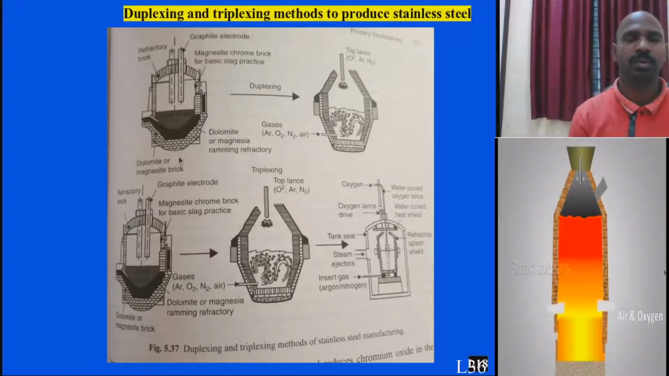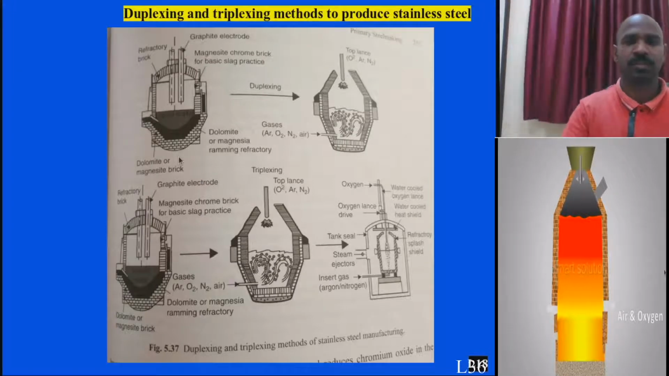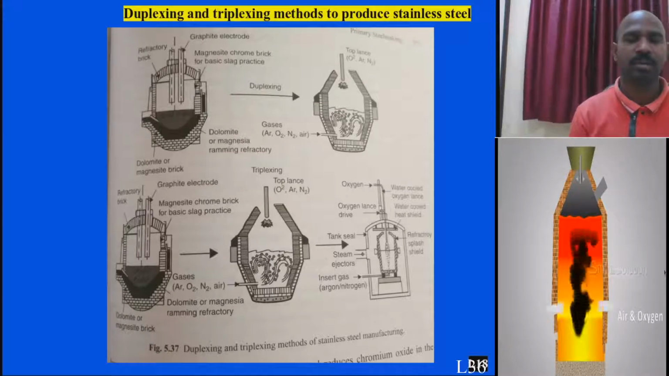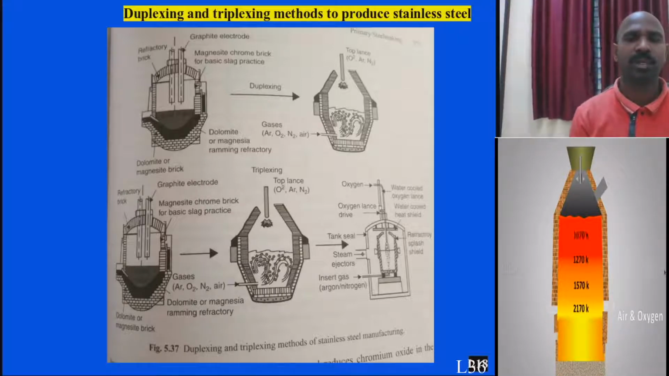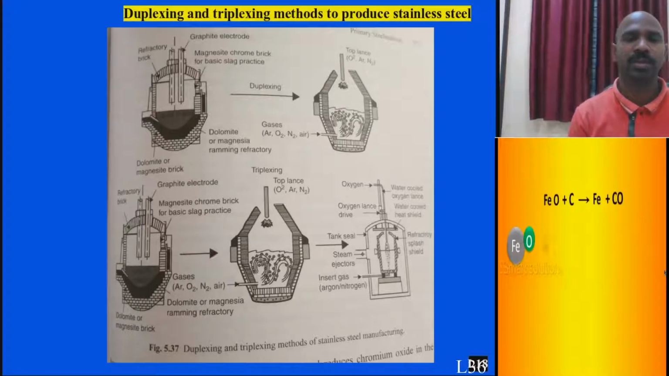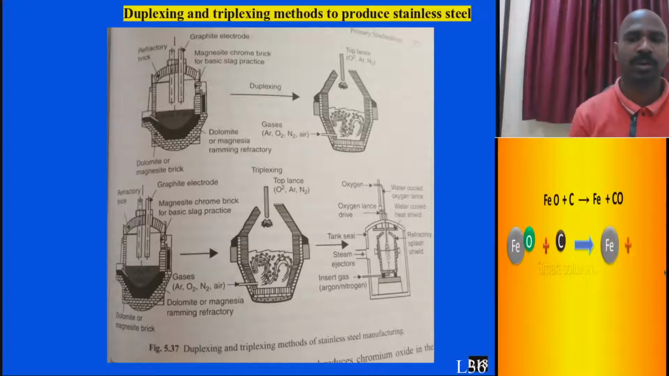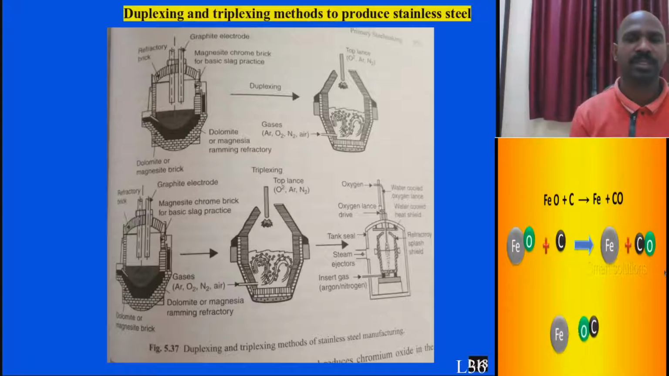But you need to know that, as I explained in the last class, stainless steel production mainly emphasizes two things: one is chromium recovery, the other is carbon reduction. If carbon needs to be reduced to a very low level, such as 0.09% or 0.03%, you need to choose a vacuum process. So these are the two important things one needs to remember.